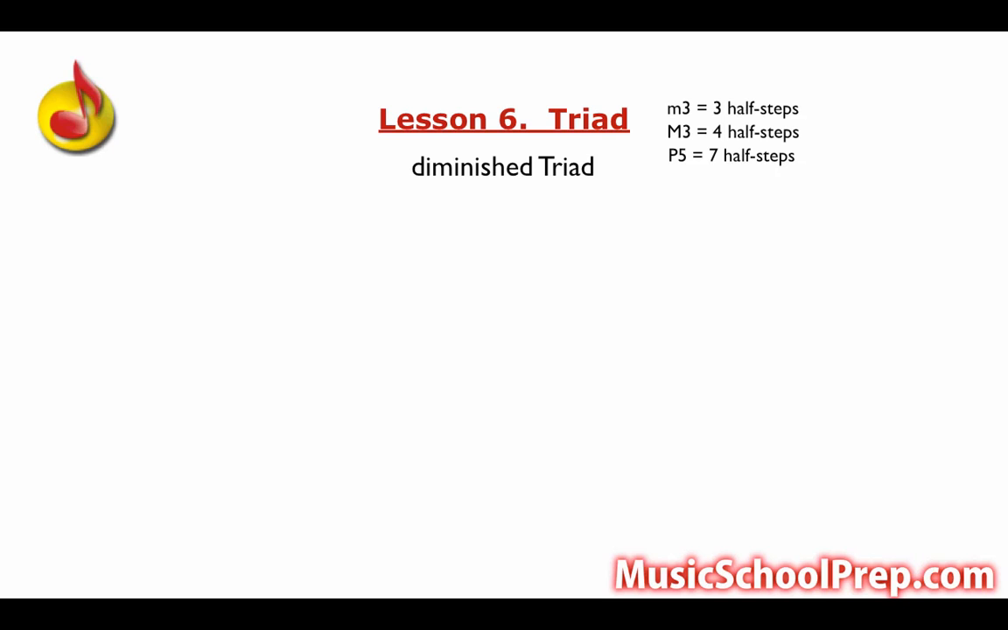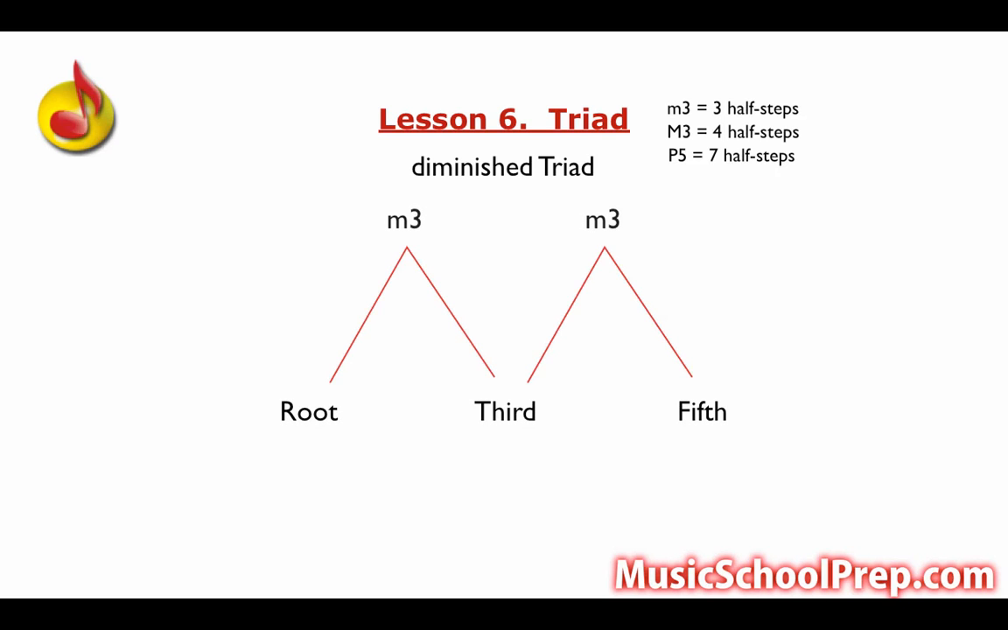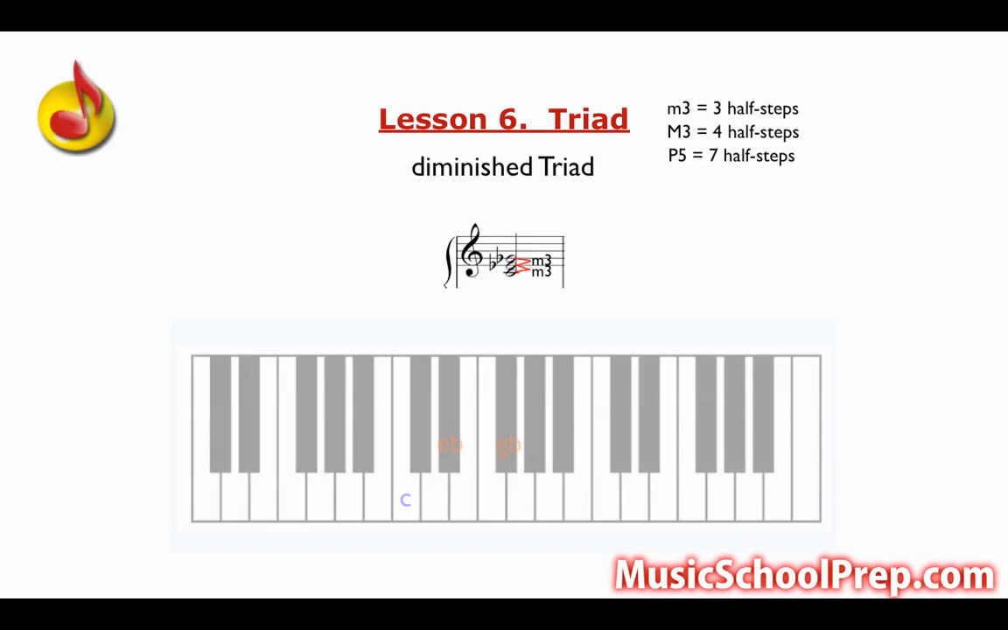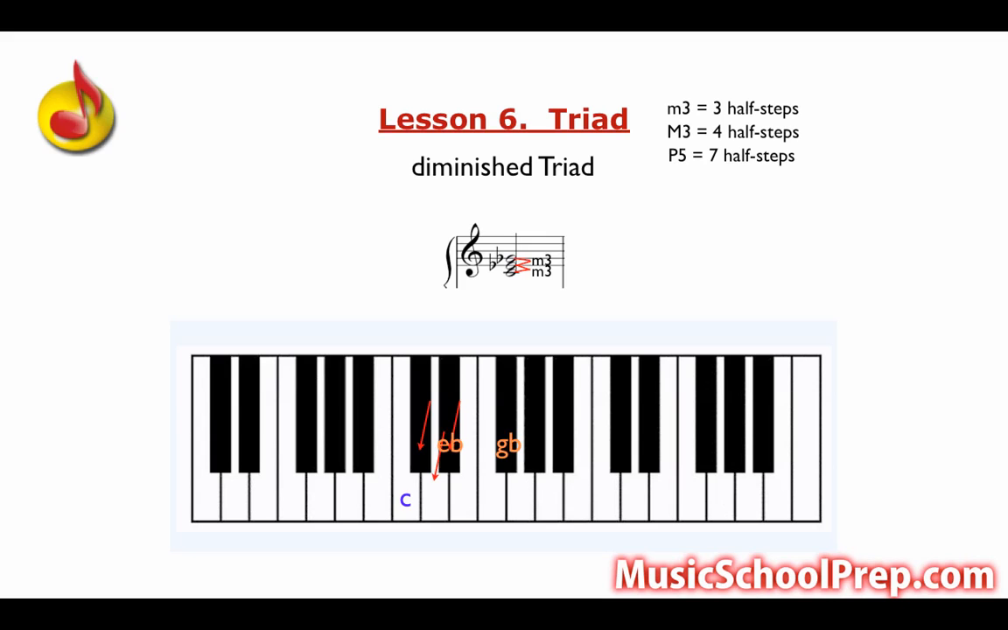Diminished triad. A diminished triad is two minor thirds, one on top of the other. The interval between the root and the fifth is a diminished fifth. So, starting on C, 1, 2, 3 half steps up for a minor third to E flat, another minor third up, 1, 2, 3 half steps to G flat.